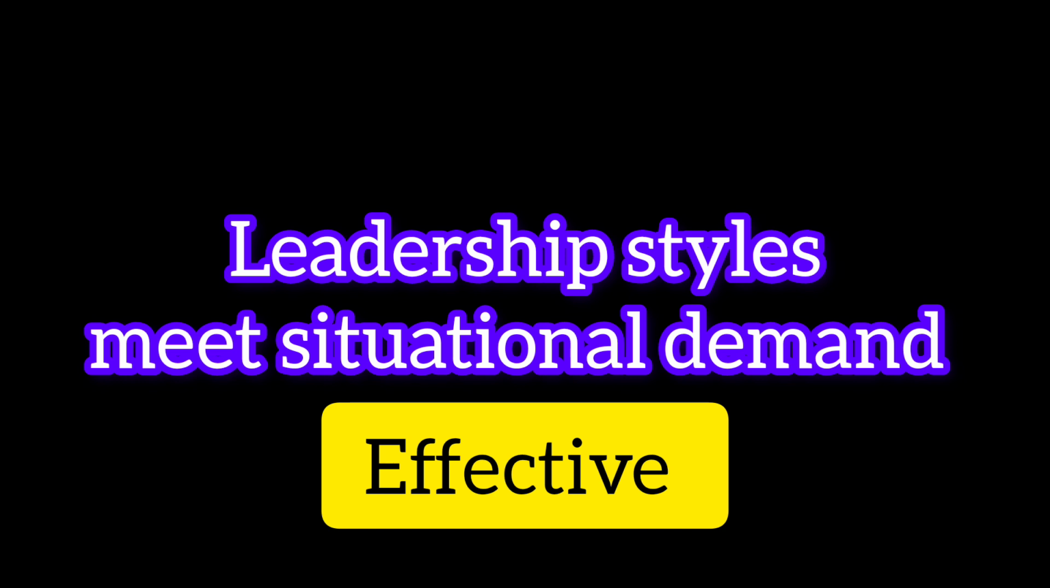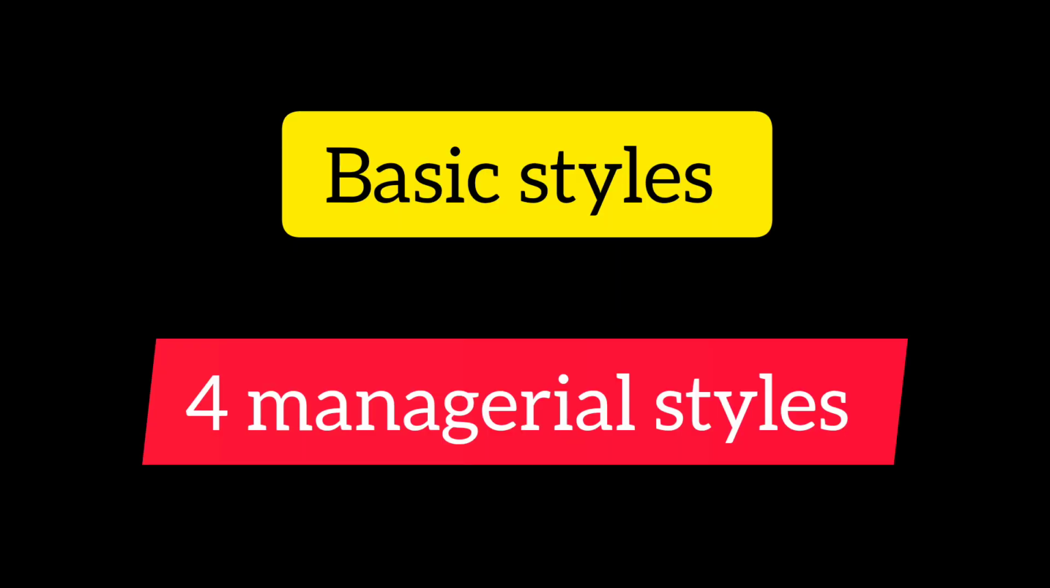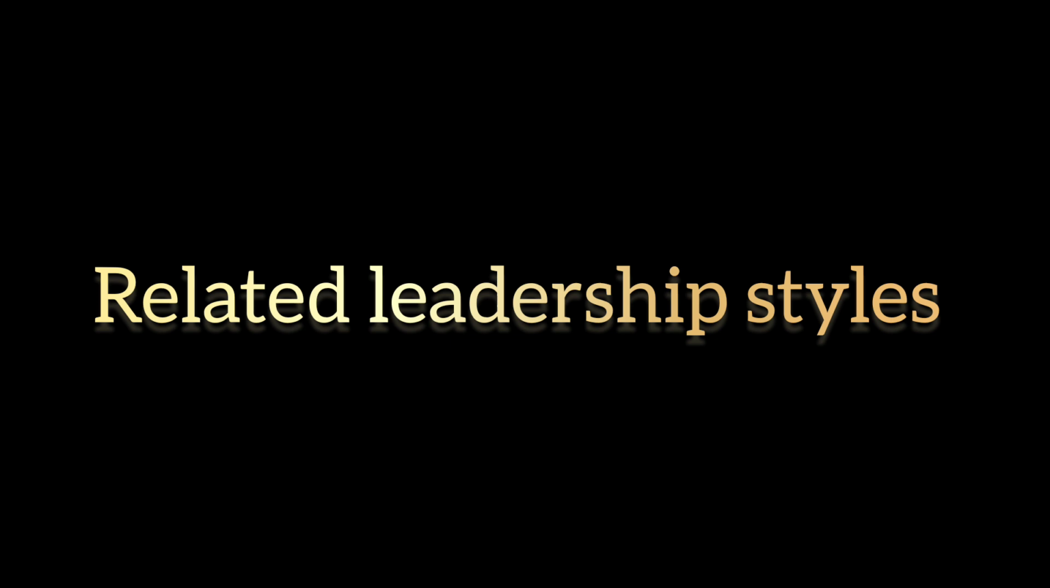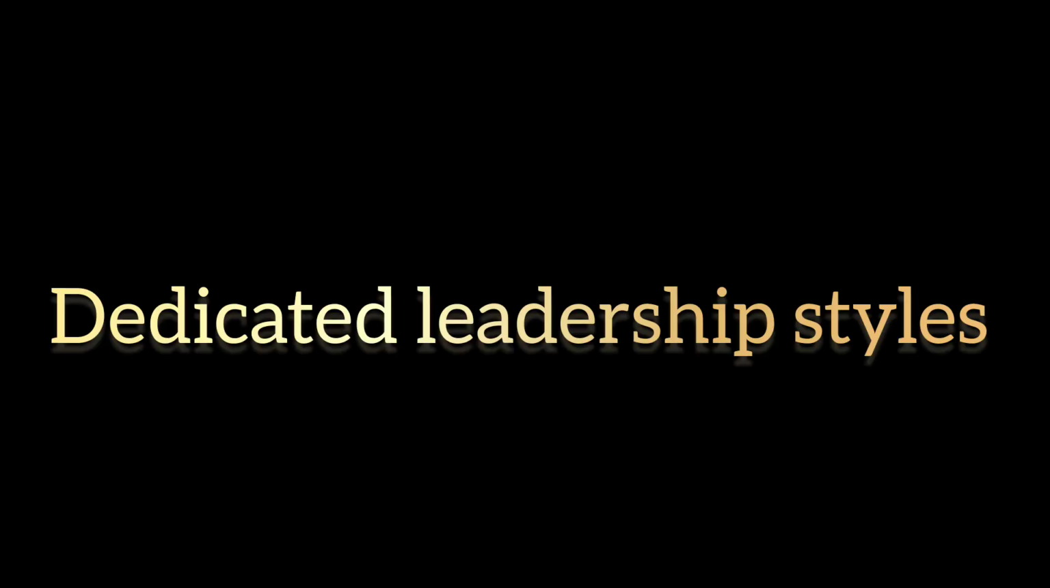So I think what a tri-dimensional model is, and what the three axes or three dimensions are, is clear. Now going to the next thing. We have already told this is a tri-dimensional theory. The basic model includes four identified managerial styles. The first one is related, the second is integrated, the third is separated, and the fourth is dedicated.